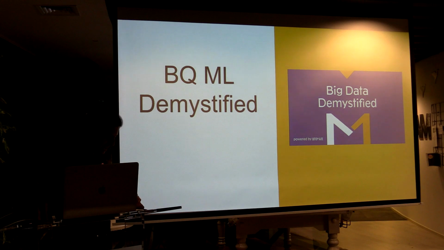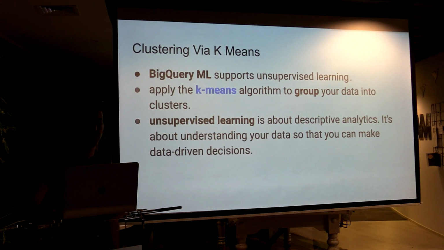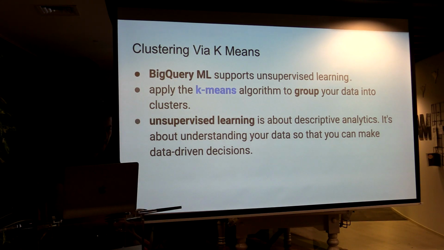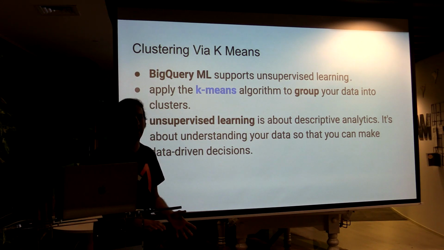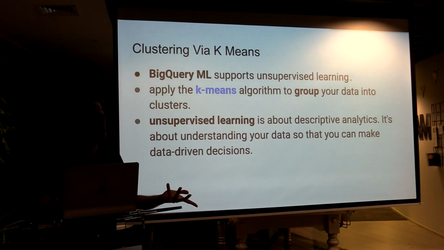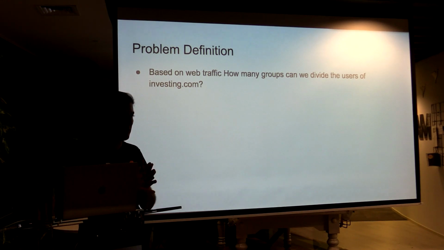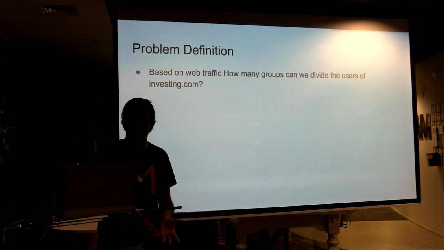Third use case, totally unrelated, BigQML. BigQuery has a cool feature called BigQML, which allows you to do machine learning with several predefined algorithms on your data. Specifically K-means. K-means is an unsupervised algorithm that lets you group your data into several groups using SQL syntax. So basically, the business problem we were trying to solve is based on the web traffic of investing.com, how many groups can we divide the users?